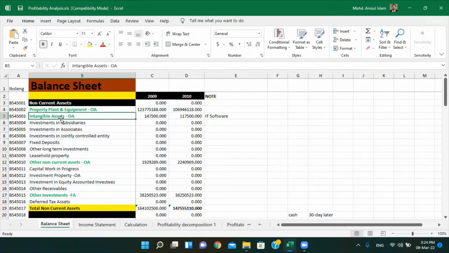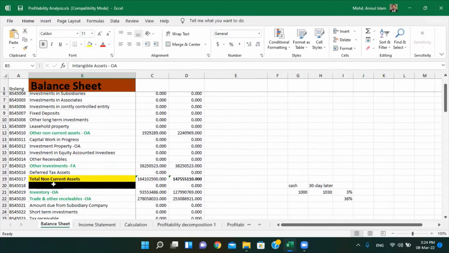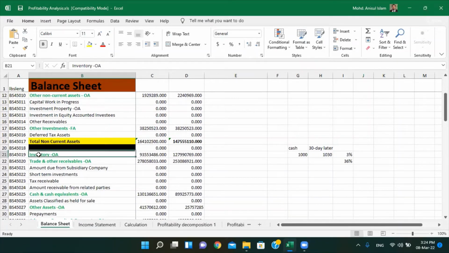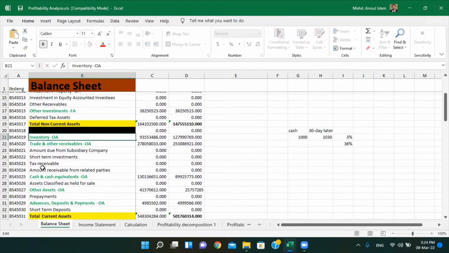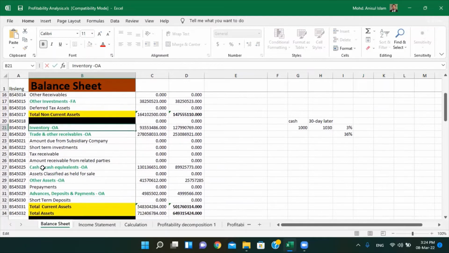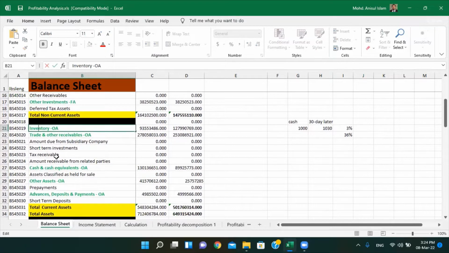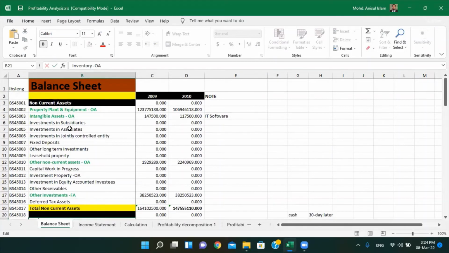These intangible assets include the software they have purchased for managing their operation, and inventories out of the current asset, then the trade and other receivables, cash and cash equivalent. So these items are operating asset. There is no confusion, and we know why these are operating asset.